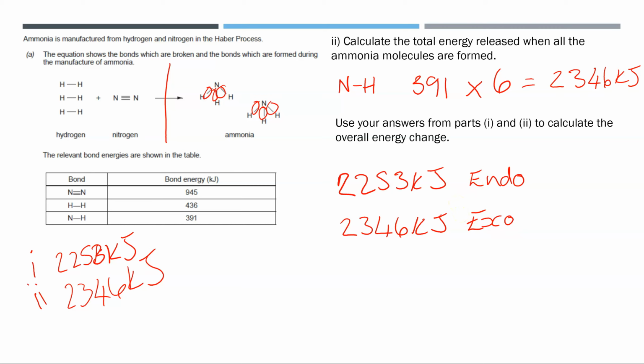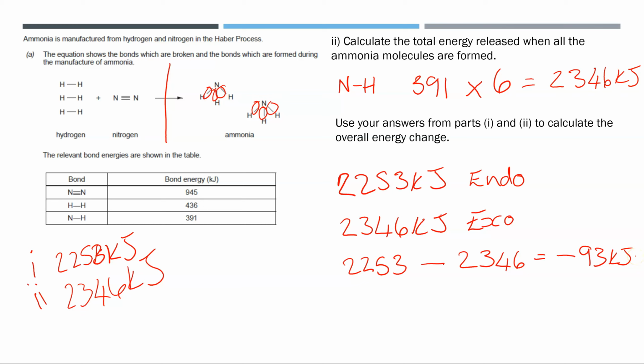Now we always take the products away from the reactants. So it would be 2253 take away 2346, and that would give us minus 93 kilojoules. So that means the overall energy change is minus 93 kilojoules, and because it's a minus number, it's exothermic.